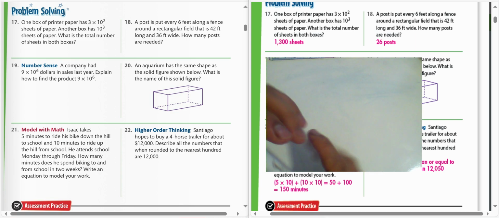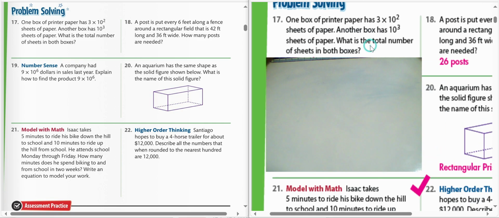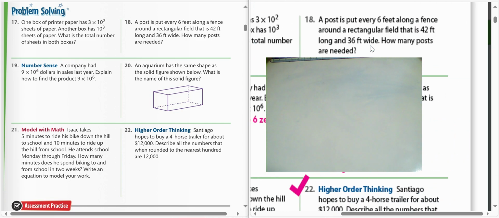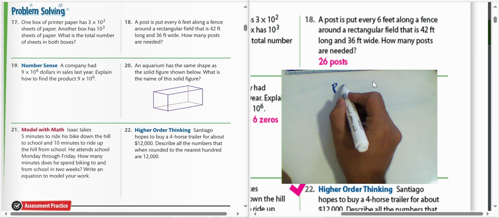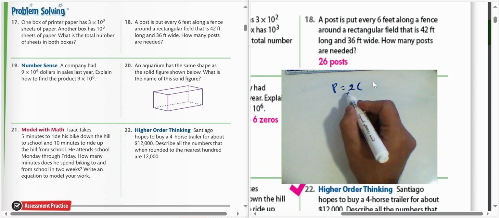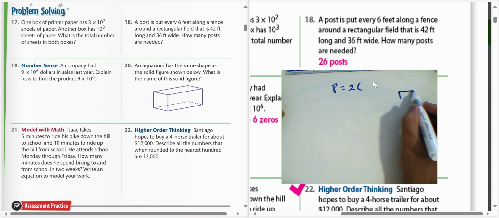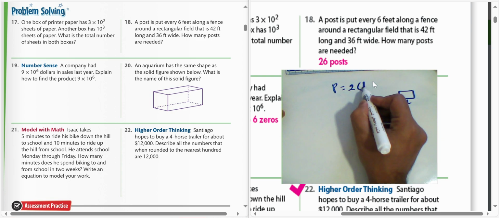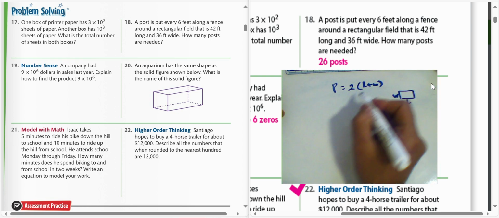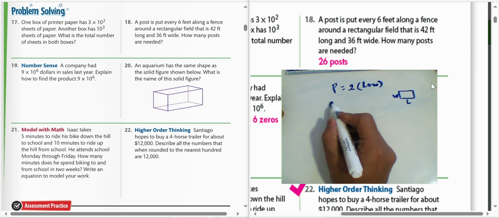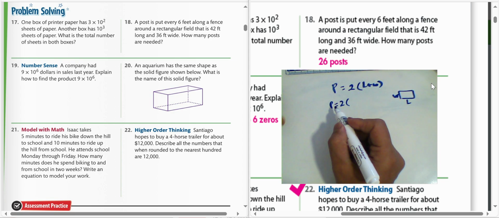We can write here about question 18: the perimeter of a rectangle is length plus width times 2, and then divide the result by 6. We know the perimeter equals twice the sum of length and width, because we have a rectangle. So the perimeter here will be twice the sum of length and width.